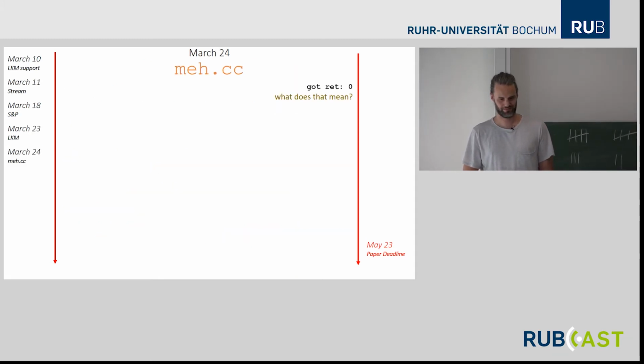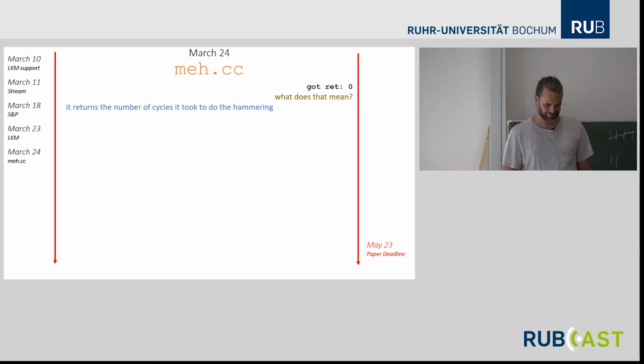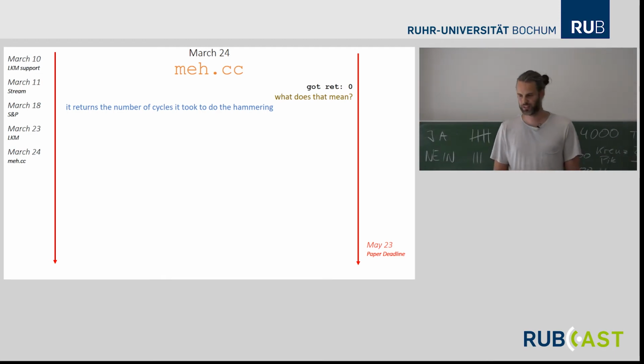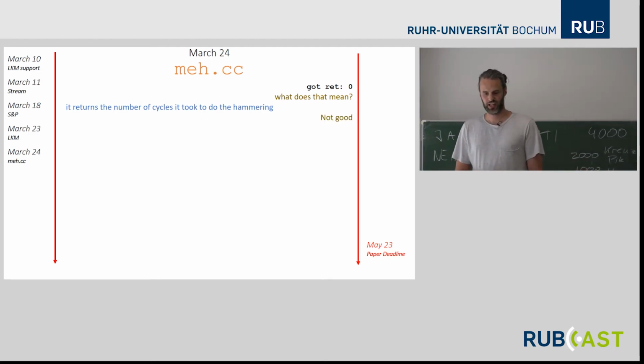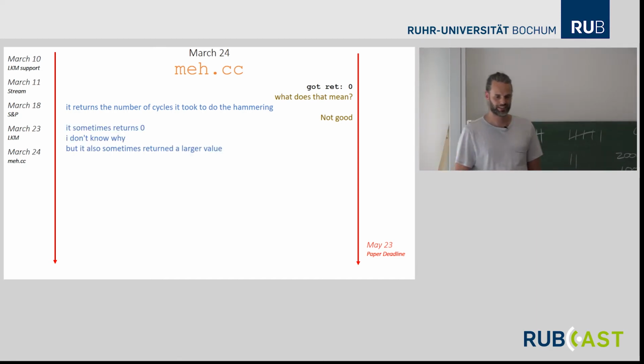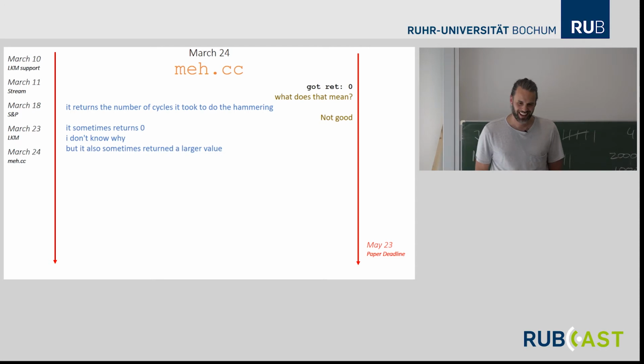Later on, you got a return value 0. What does it mean? And I was saying, yeah, it's the number of cycles it took for the hammering to take place. It's not good. Yeah, sometimes it returns 0 because I'm a very good researcher and I can write no code at all. Well, sometimes it returns a larger value.